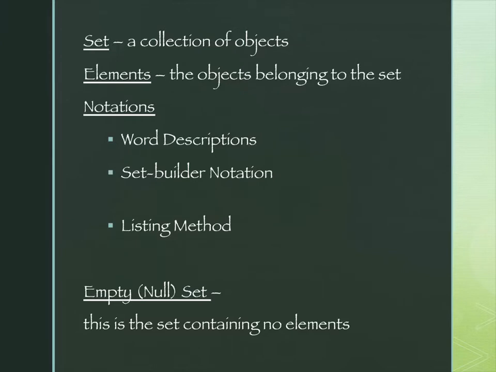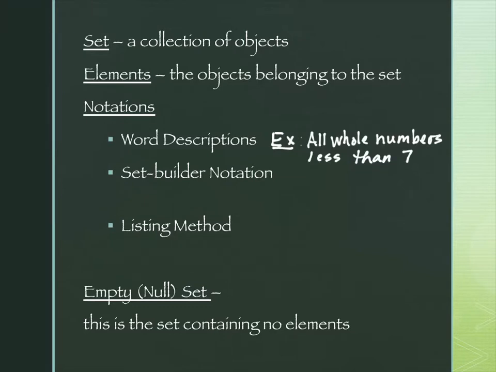Okay? So we could use a word description, and we could say something like, so this is my example: all whole numbers less than 7. We're going to talk more about all the different types of numbers later. That's not the point of this question.